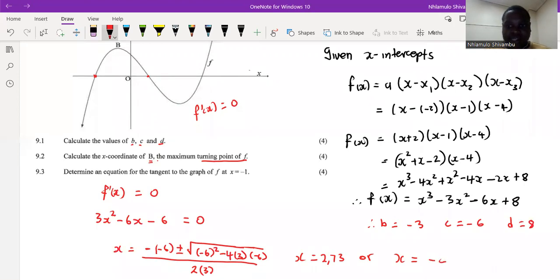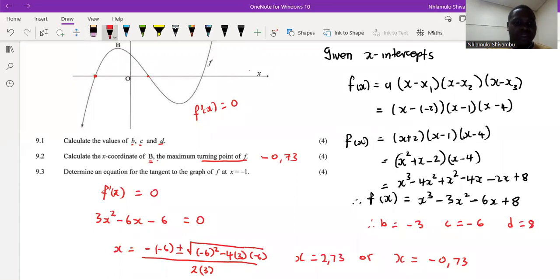Then the second value of x is equal to minus 0.73. So between these two values, the negative and the positive, the one that fits to be the x coordinate of B is the negative 0.73. So the x coordinate of B will be negative 0.73, because the position of B in the graph lies on the negative x-axis. So that's how we can determine the x coordinate of B.